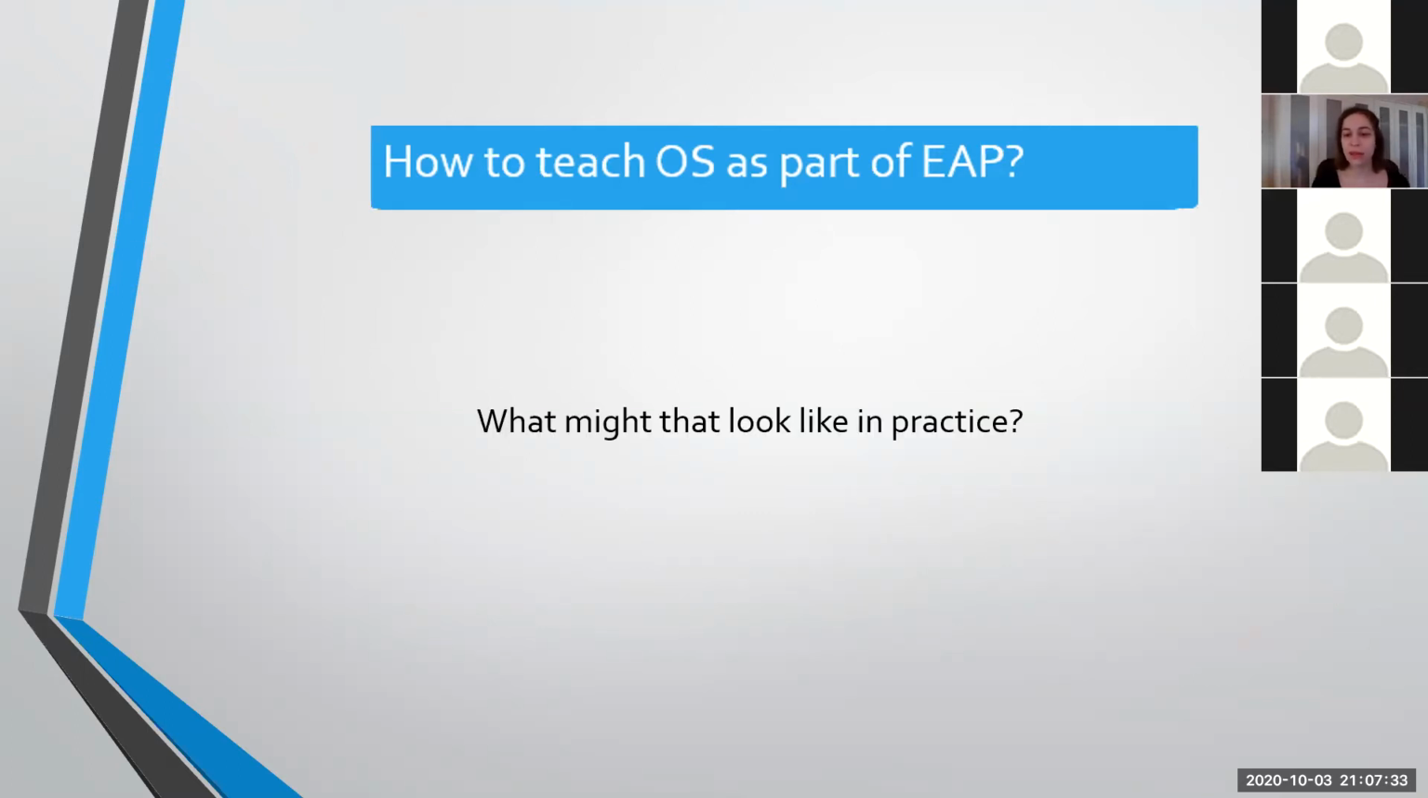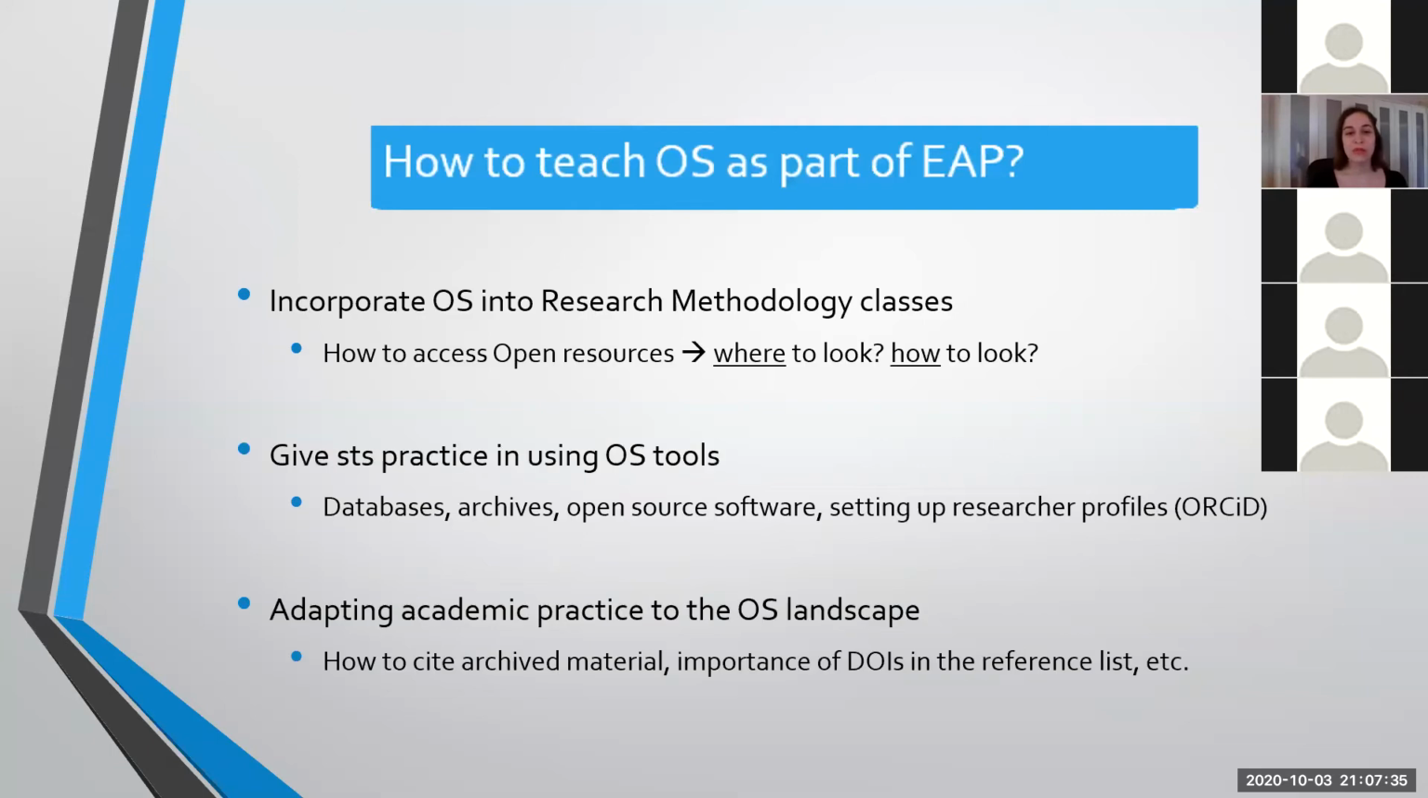Now, what might that look like in practice? Well, for instance, we could incorporate open science into our research methodology classes, for example. So here we would teach students how to access open resources. That sounds really simple, but I'll get to that in a moment. Oftentimes it's more complex than we might think. So we really need to show students where to look for resources and how to look for them.